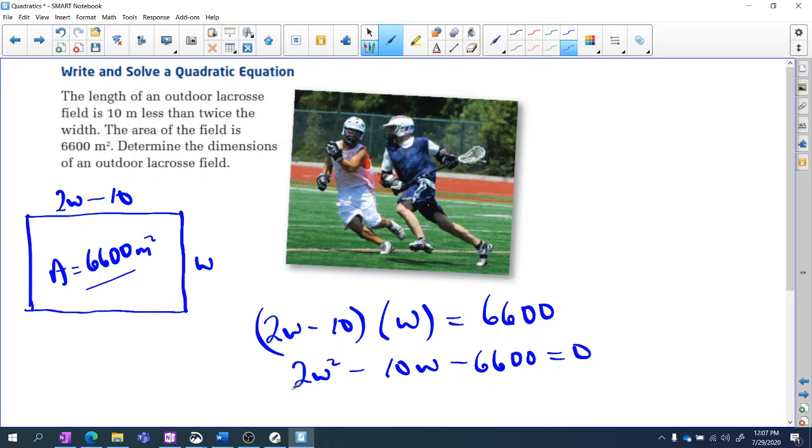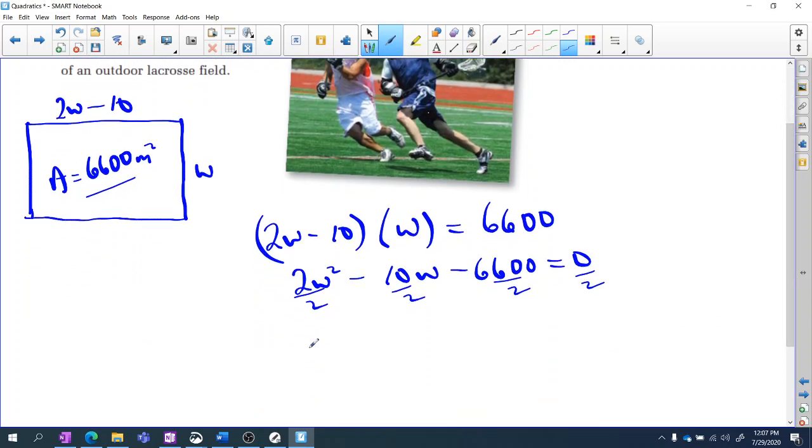It's an equation where all of these are divisible by 2, so let's chop the numbers down some to make it easier for us to manage. Now I'm down to W squared, take away 5W, take away 3,300. Now, I've got to figure out two numbers that multiply to give 3,300 and they differ by 5. That's not going to be easy to do.